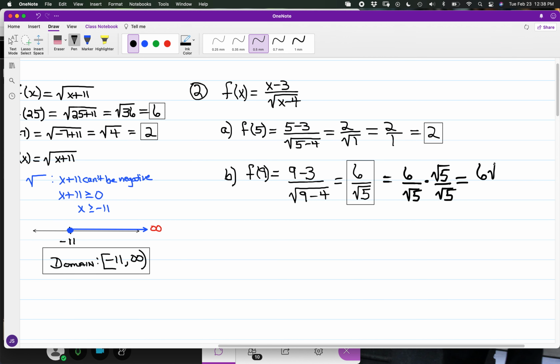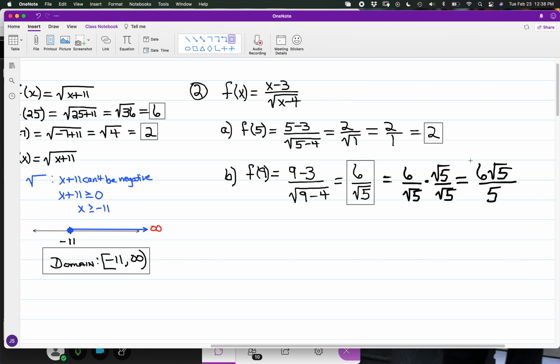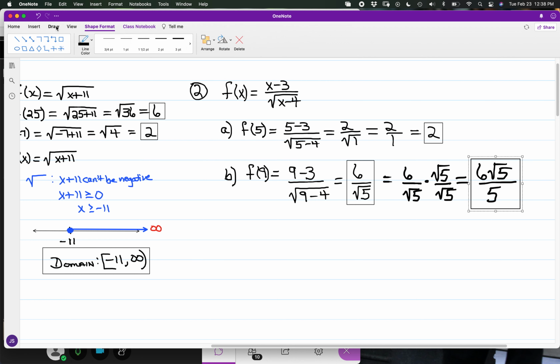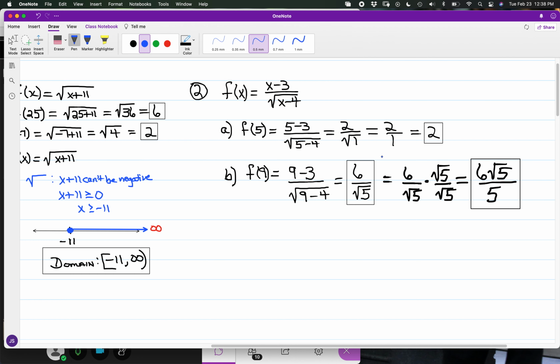So we will have 6 times the square root of 5. And the square root of 5 times itself, this would be the square root of 25, which is going to go to 5. So you could utilize either notation.